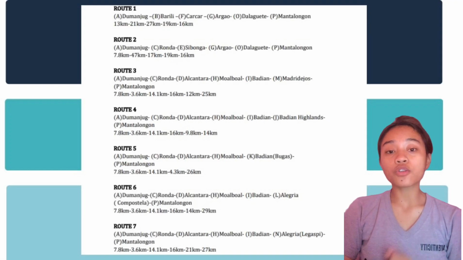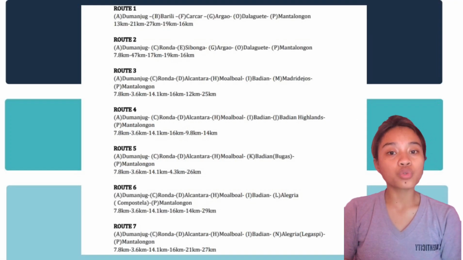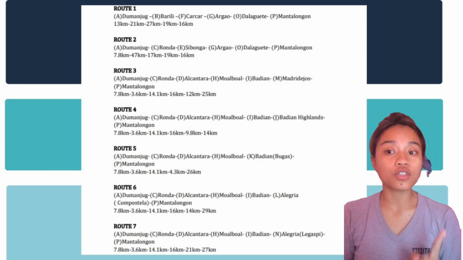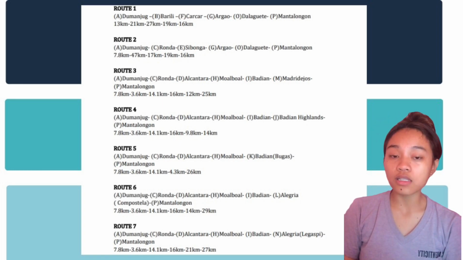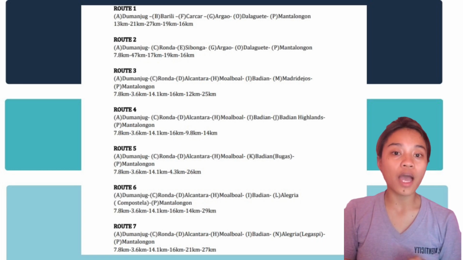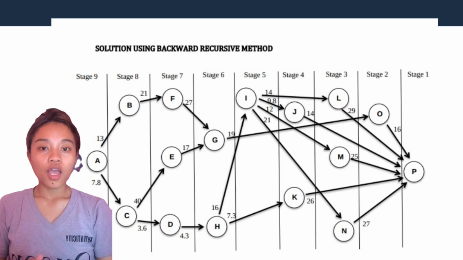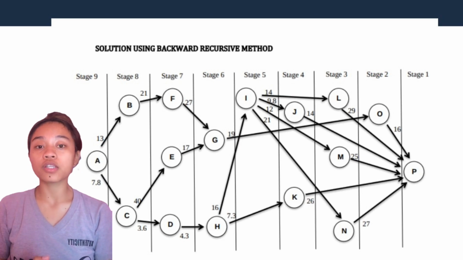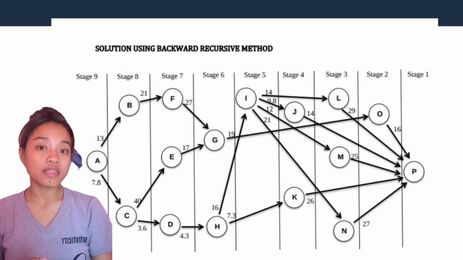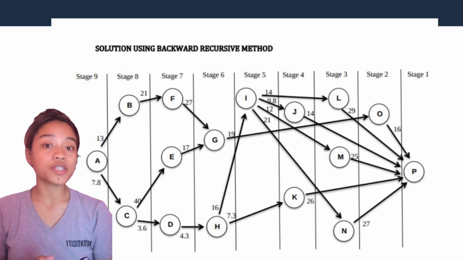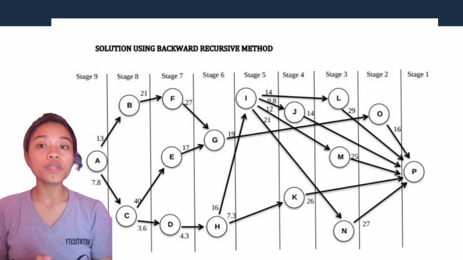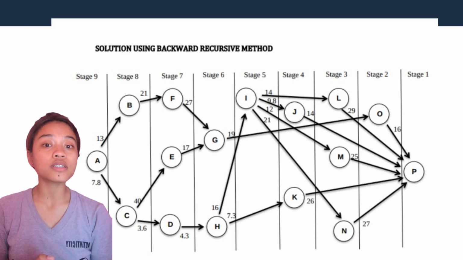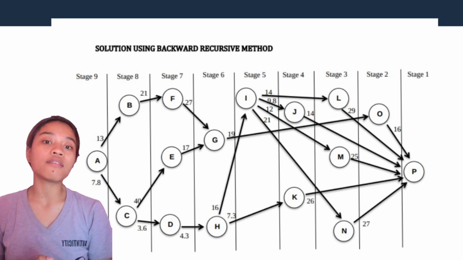Here are the different routes Luella can take. Each route has varying distances and locations, so our goal is to determine which route is the shortest and most efficient using dynamic programming techniques. Using the backward recursive method, we plot the diagram based on the different routes stated in the slide and include their corresponding distances. So we separate the routes into stages to systematically track the shortest path by comparing the available routes.